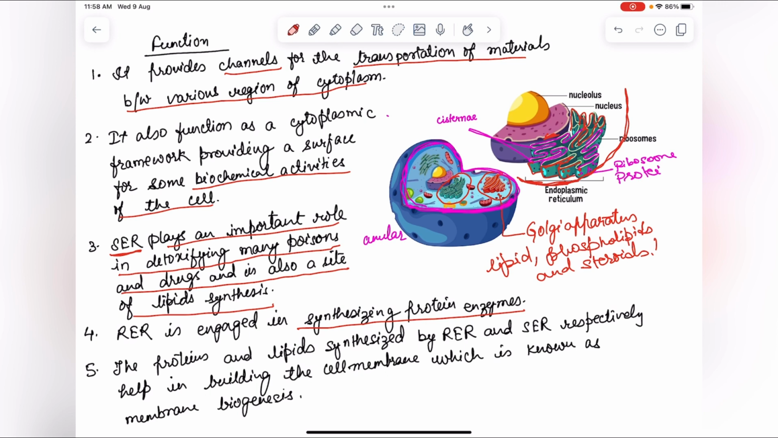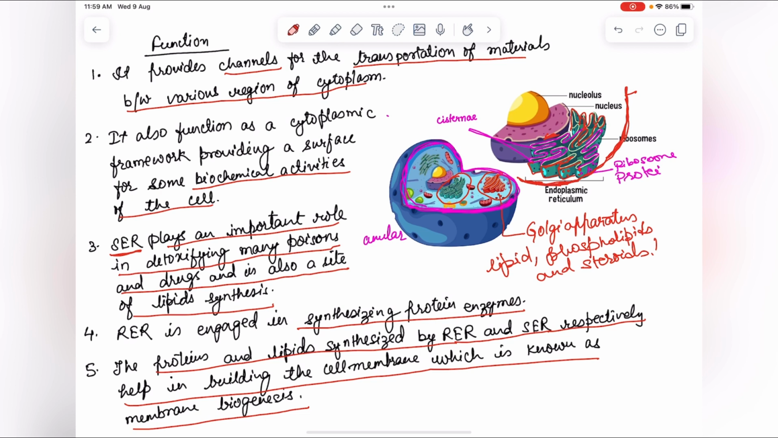Fifth point, the proteins and lipids synthesized by rough endoplasmic reticulum and smooth endoplasmic reticulum respectively help in building the cell membrane, which is known as membrane biogenesis. As we know, the cell membrane is made up of phospholipids and proteins. These are synthesized by the endoplasmic reticulum, and this is called formation of the cell membrane. When it is damaged or required, this process is called membrane biogenesis.